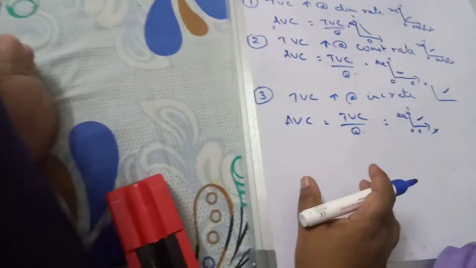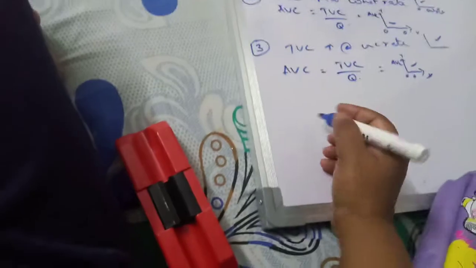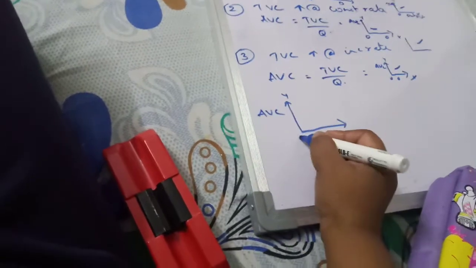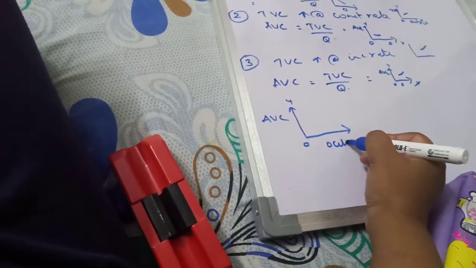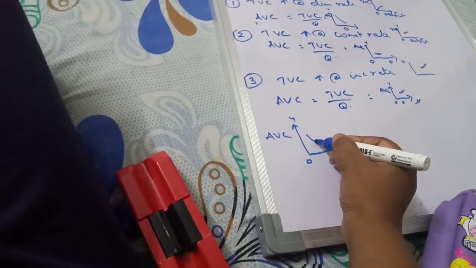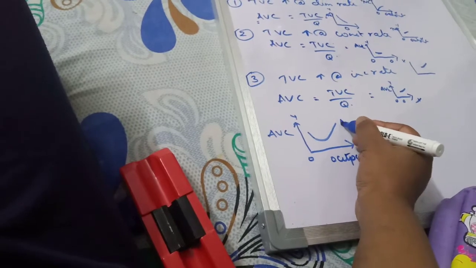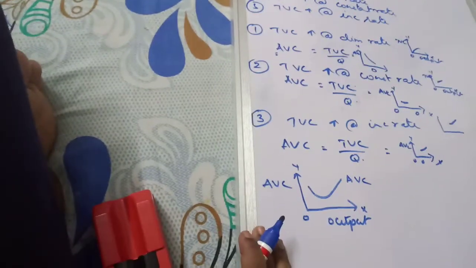So first it falls. We are going to amalgamate all the phases now. AVC falls, becomes constant, and then it increases. So this is the shape of the AVC.